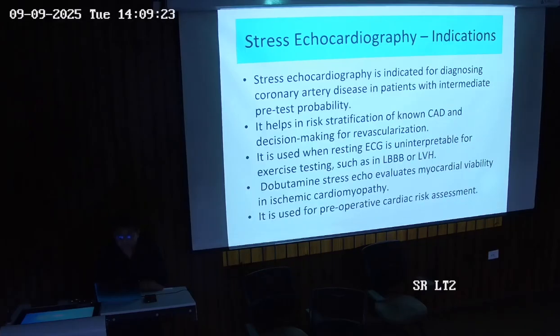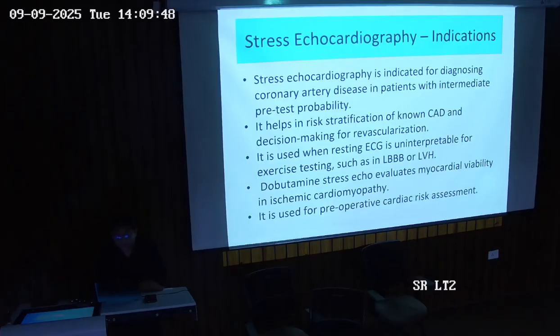So viability should be checked before going to angioplasty or stenting; sometimes we need a stress echo. It helps in risk stratification of non-coronary artery disease and decision making for revascularization also. It is used when the resting ECG is uninterpretable for exercise testing, such as left bundle branch block or LBBB.